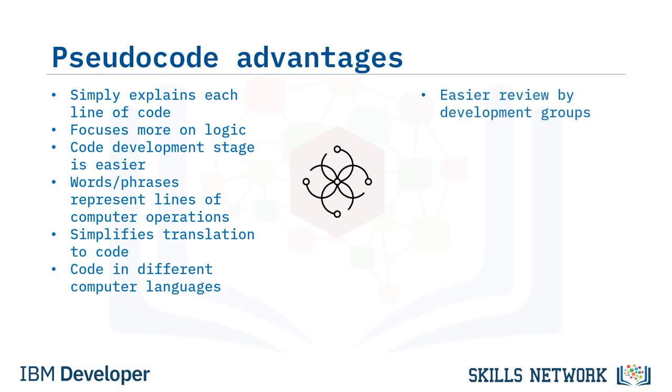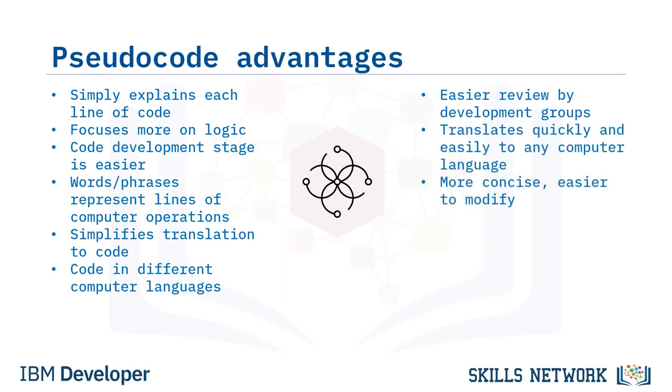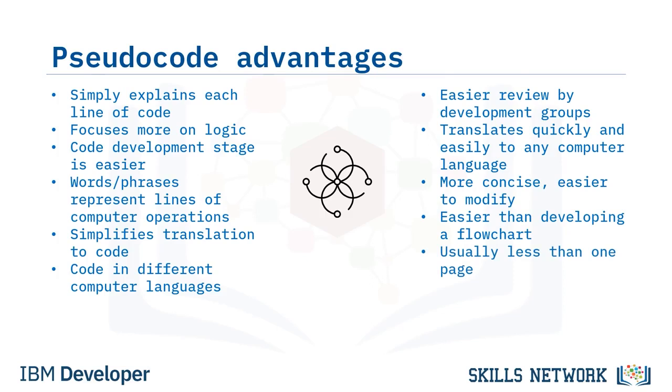Pseudocode can be reviewed by different development groups easier than real code. Pseudocode is easier for non-programmers to read and enables quick and easy translation to any computer language. Writing pseudocode is more concise and easier to modify, so changes to the design can be easily incorporated. And lastly, unlike some flowcharts, pseudocode is usually less than one page.